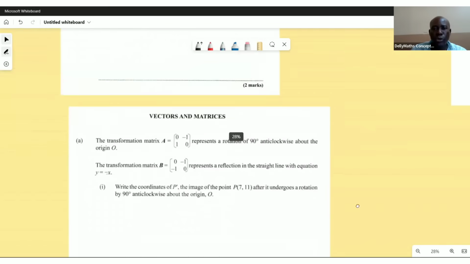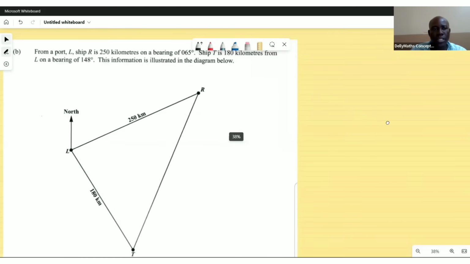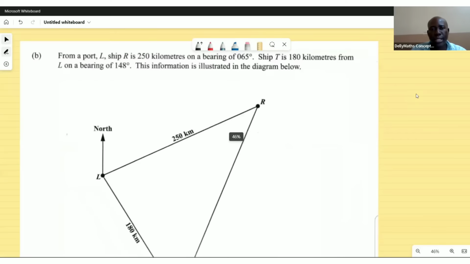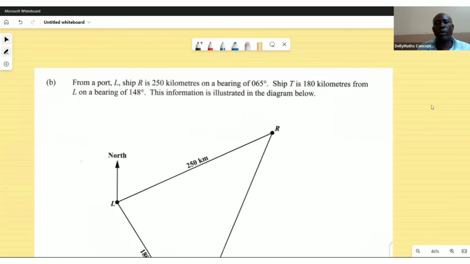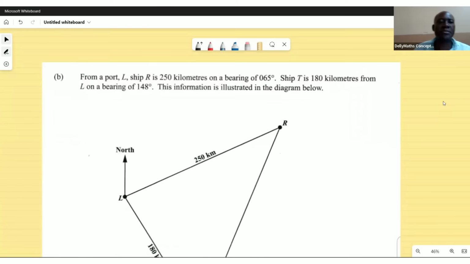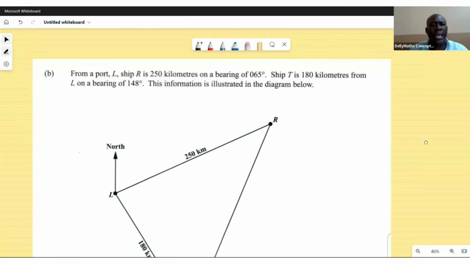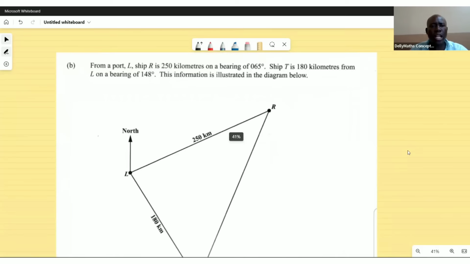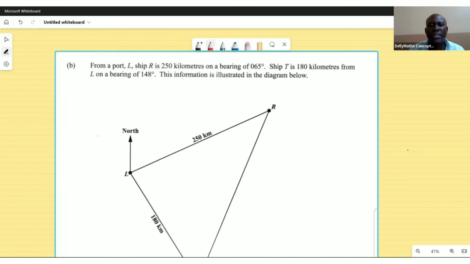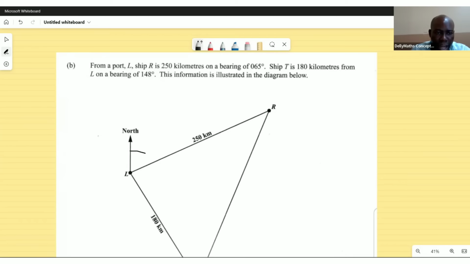Let's jump to the trigonometry, which is the B part. Now we're looking at the B part of it, and it says from a port L, ship R is 250 kilometers on a bearing of 65 degrees. So I'm going to mark that for us right now. I like putting on my labels as I go. Here is my 65 degrees, right?